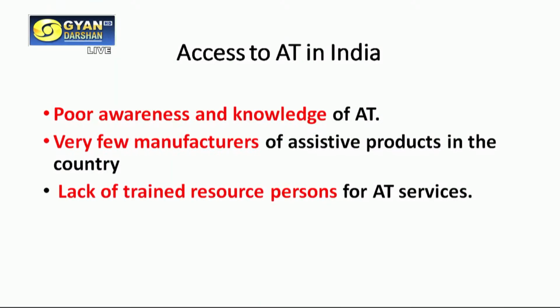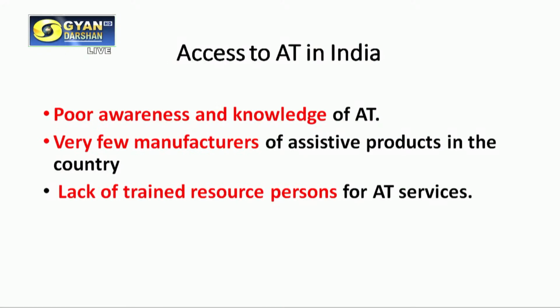So poor access and knowledge, as we have mentioned, many persons just don't know that these technologies actually exist, that there are so many technological tools and devices that may enable them to function better in their lives. We also find that there may be very few manufacturers of assistive products in the country, and therefore availability of these products is also limited or restricted. And there is also a lack of trained resource persons who can provide assistive technology services. So for instance, if one's device is not working or it breaks down, then getting it repaired may also prove to be a challenging task.